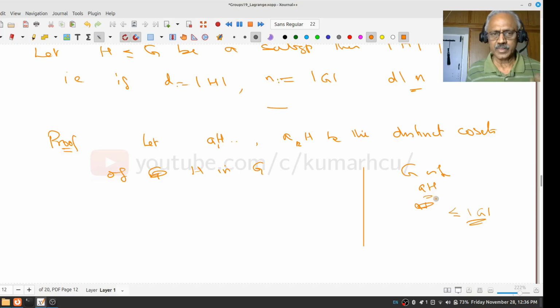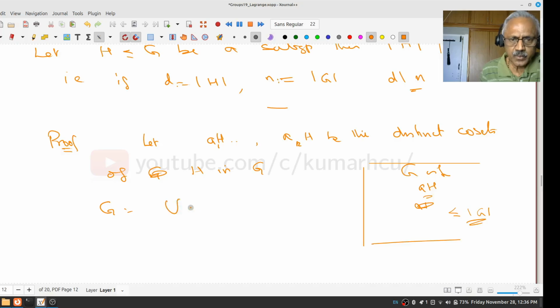As A varies over G, I get a coset, but some of the cosets AH and BH and CH may coincide, but at most 3. Therefore, the number of cosets is finite. So let us look at all the distinct cosets, call them A1 to AM. Then what we know is G is the union of AiH, where i equals 1 to M. Right? And this is a disjoint union.